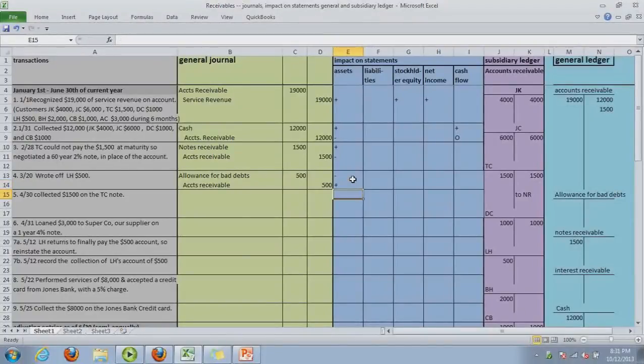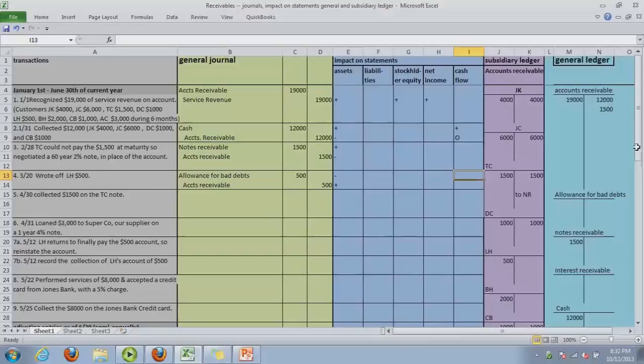So it turns out to be an asset exchange with very little impact on the balance sheet, no impact on the income statement, and no impact on cash flow. So it's not a big changer here in terms of the numbers.